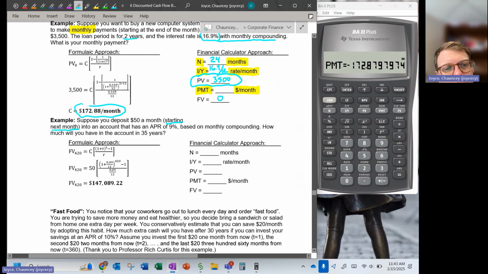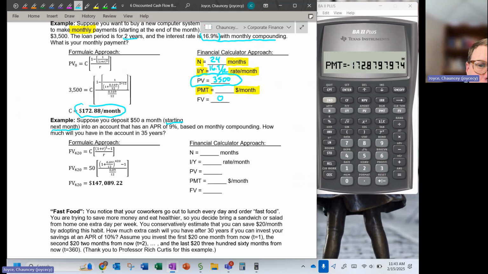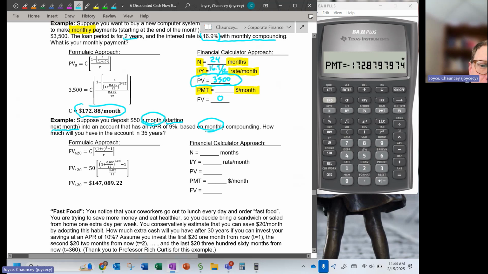You're depositing 50 a month into an account that has an APR of 9% with monthly compounding. So again, when you see these months in here, be very, very careful. Timing, risk, and magnitude are all now monthly. So the payment is 50. The rate is 9 over 12 because it's monthly, 12 months in a year. How much will you have in 35 years?